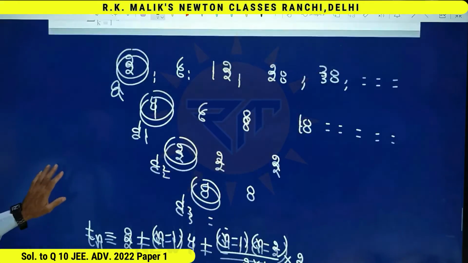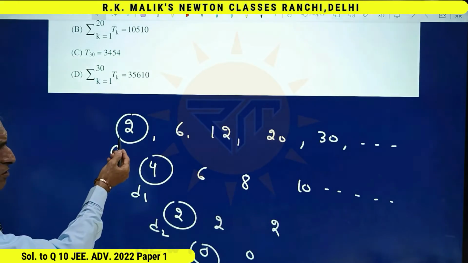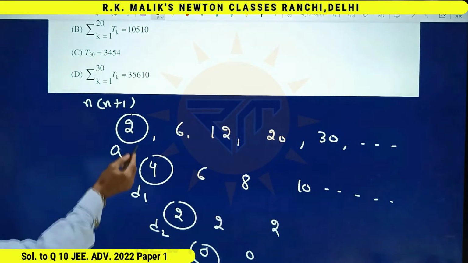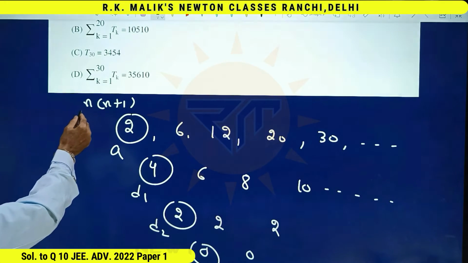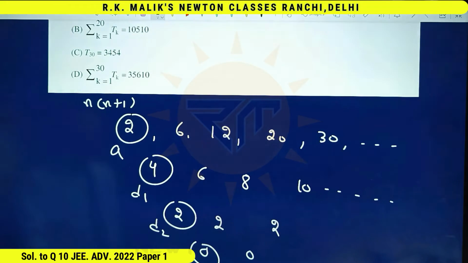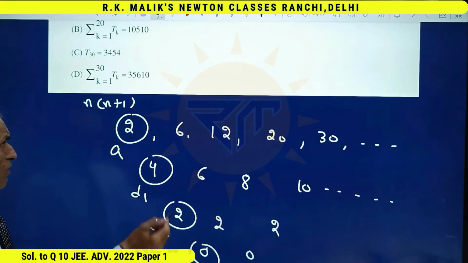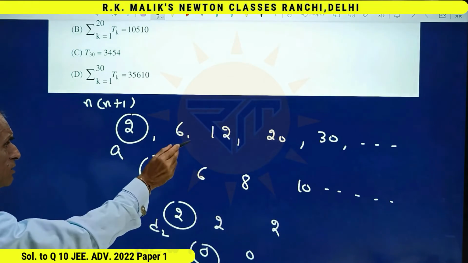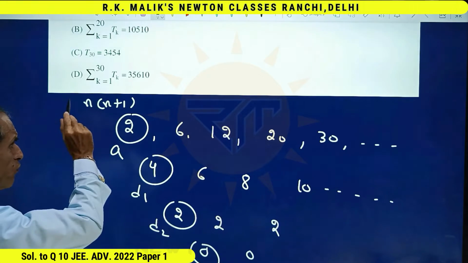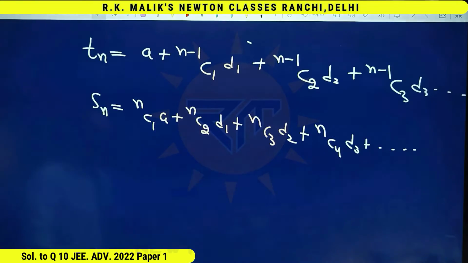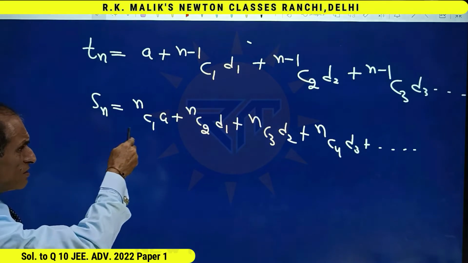You can check it out. If I put n equal to 1 I get 2, if I put n equal to 2 I get 6, if I put n equal to 3 I get 12, if I put n equal to 4 I get 20 and so on. And had the question been to find the sum of n terms, the sum of n terms is this.